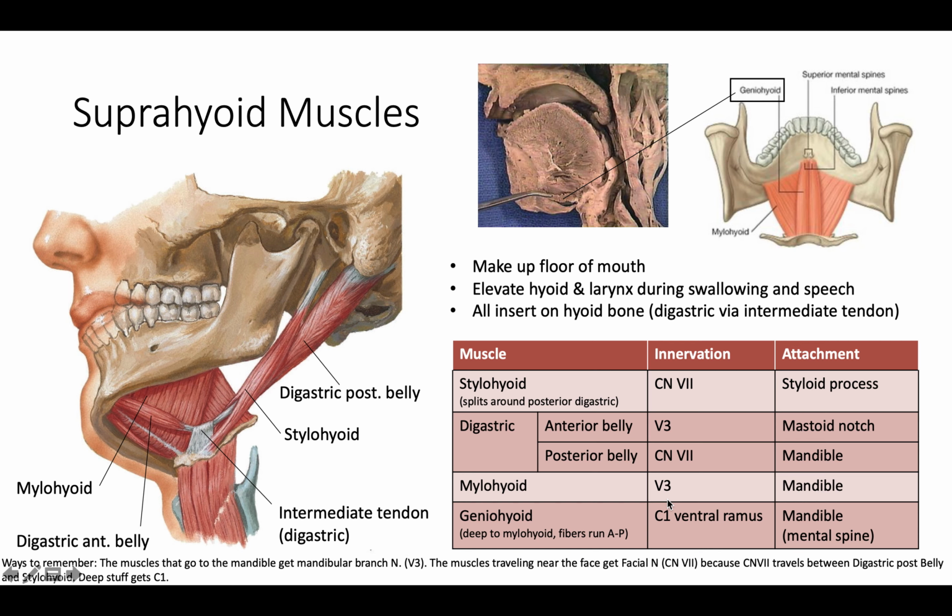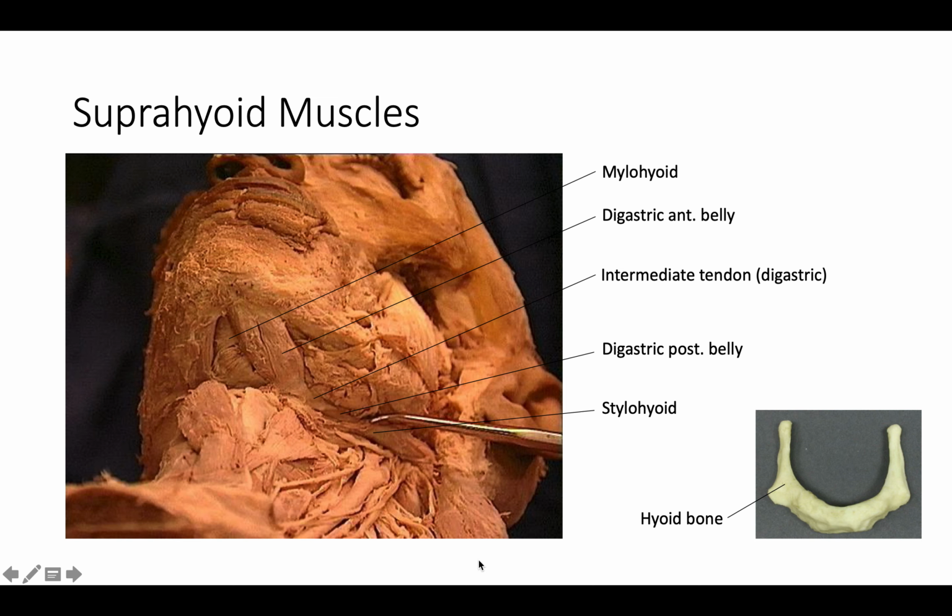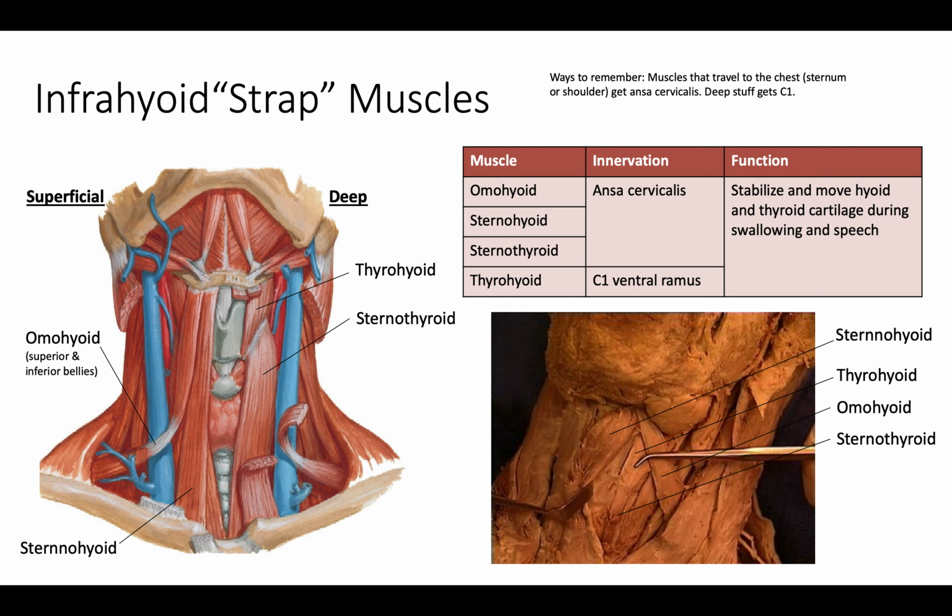The muscles that are going around our facial nerve, so that would be the digastric posterior belly and then the stylohyoid, are going to be innervated by cranial nerve 7. And then anything that's really deep is going to be C1. So geniohyoid is going to the mandible, but it's going under mylohyoid. So it's deep, so it's C1. And so we can see the muscles right here.